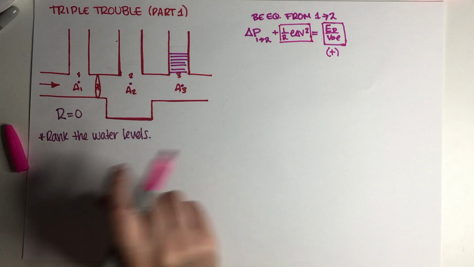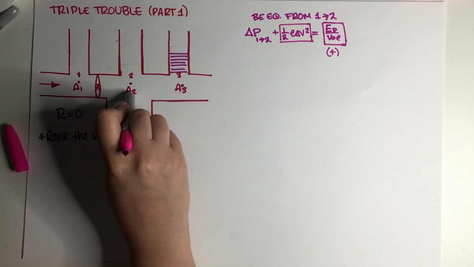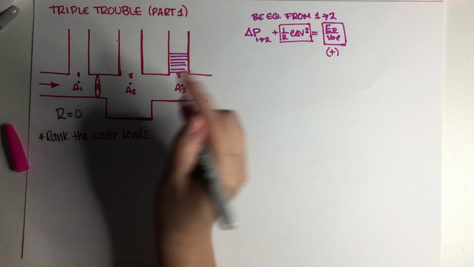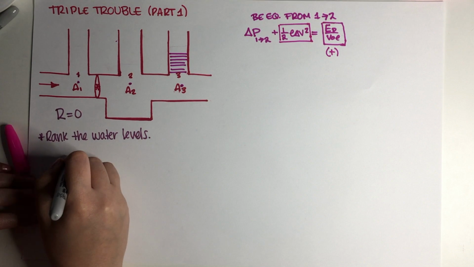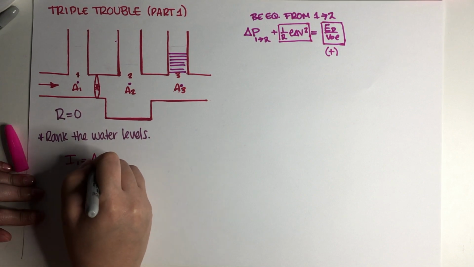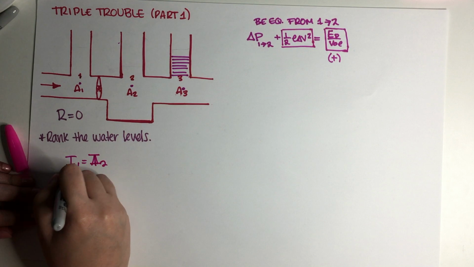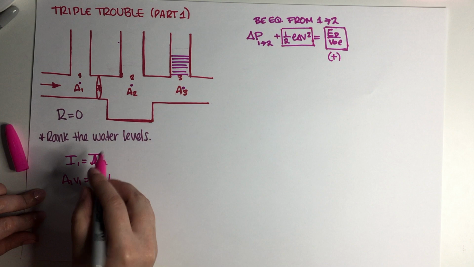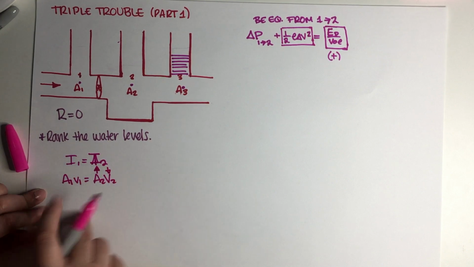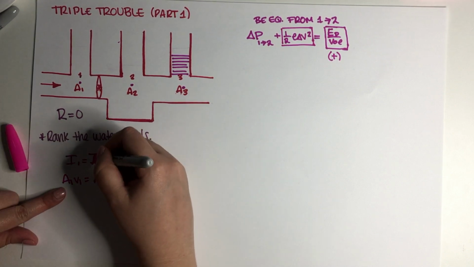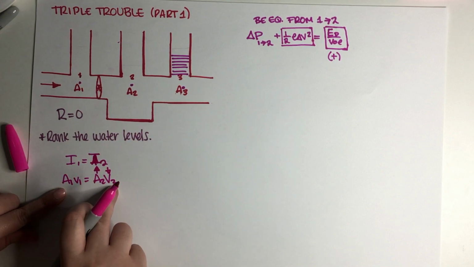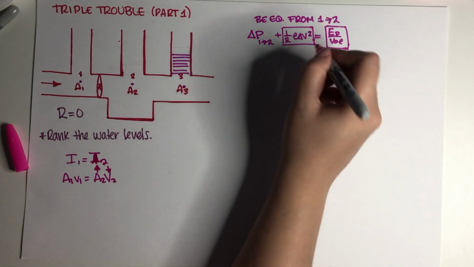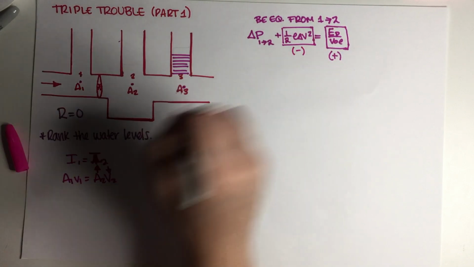Now, in this particular case, when I go from point 1 to point 2, my area goes from small to big. Now we know, because of the continuity equation, I1 has to be equal to I2, so A1 v1 has to be equal to A2 v2. We know that if you increase the area, then your velocity decreases in order to have continuity in your system. If the velocity decreases, that means that you have a decrease in your kinetic energy term. Therefore, this term has to be a minus.